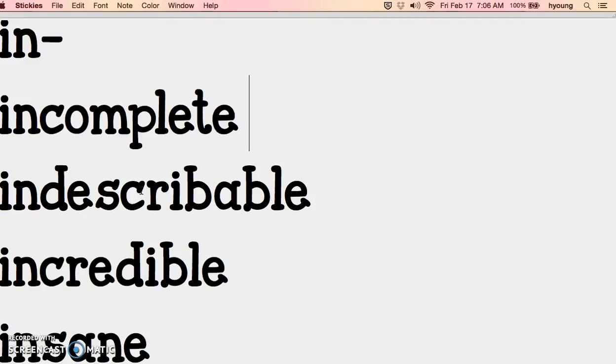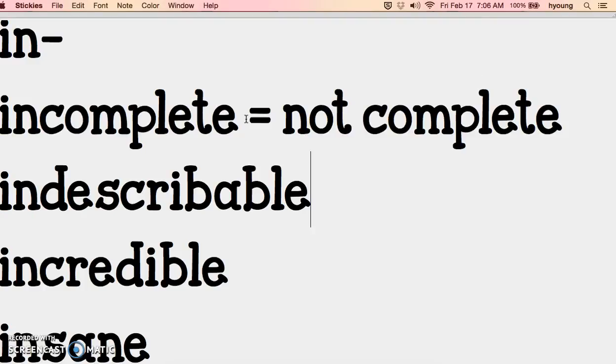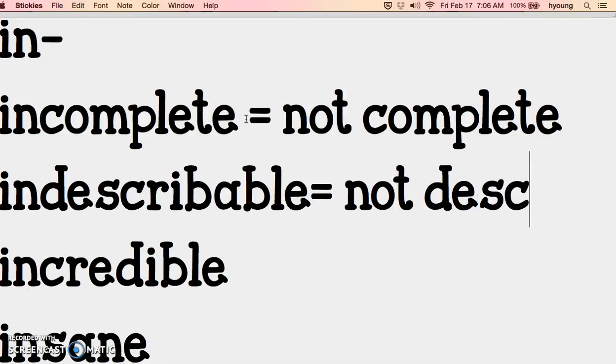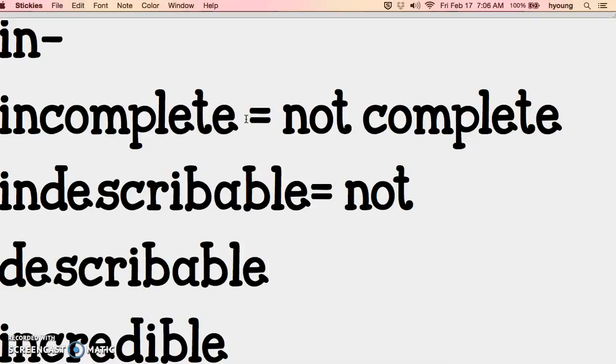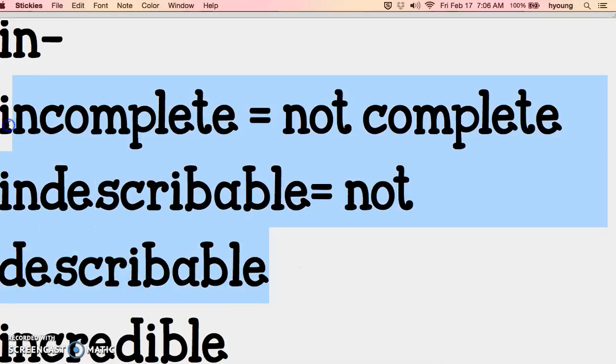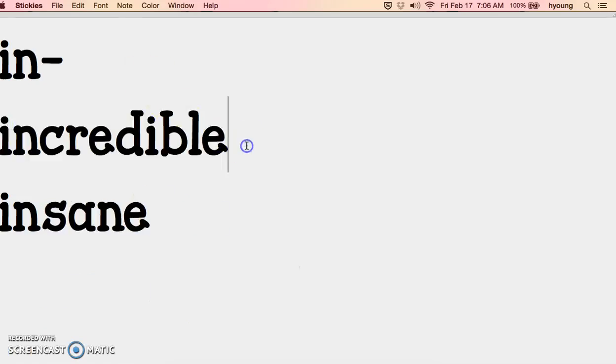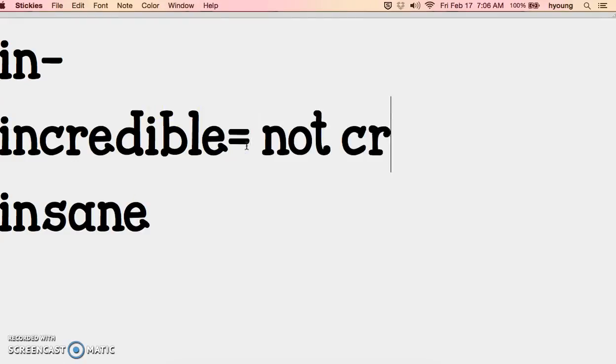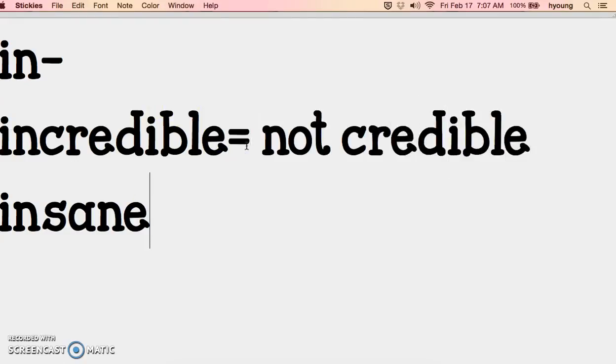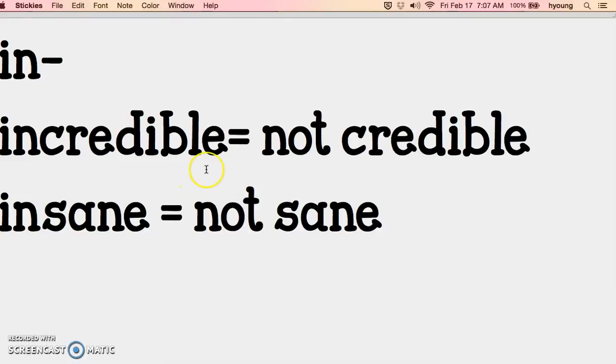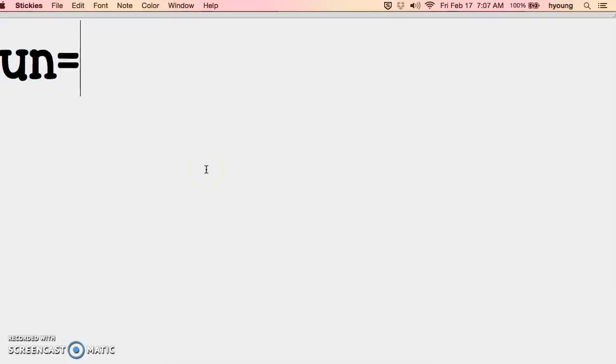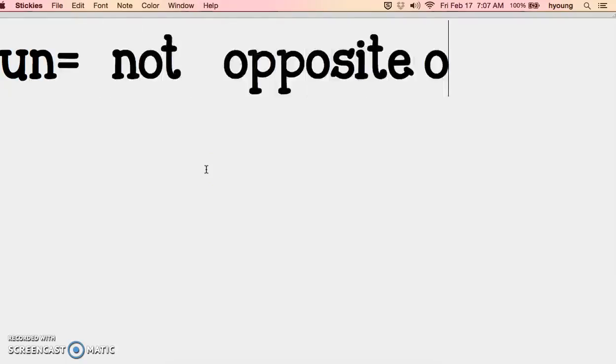So what do these mean? Well, incomplete means something is not complete. You haven't finished it or it's not done. Indescribable means it's not describable. I can't describe it. Incredible means not credible. Insane, not sane.